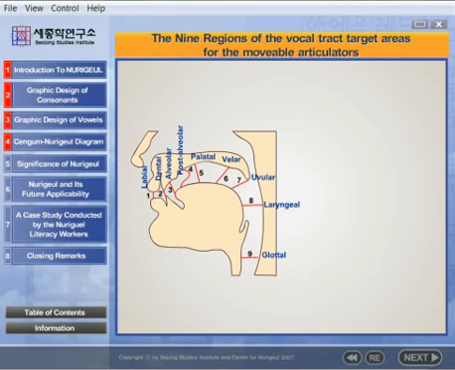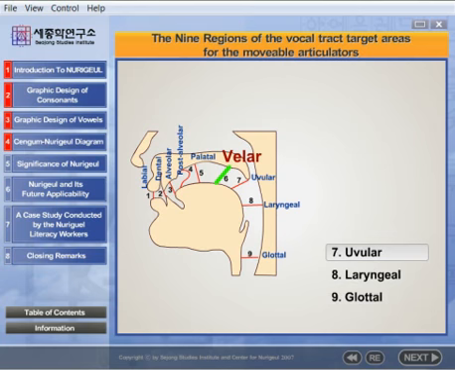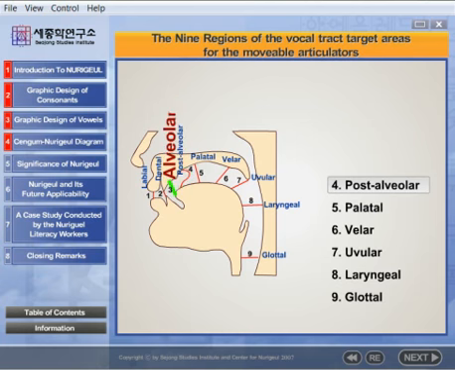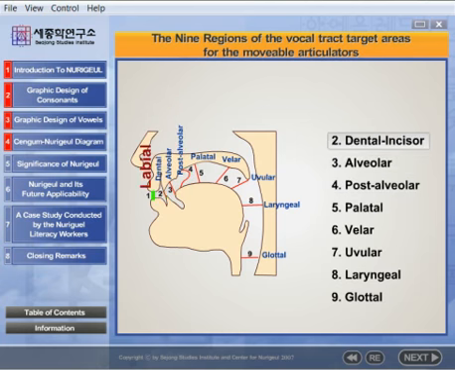Now, let's review the 9 places of articulation in the reversed order, beginning with the throat up to the front lips. They are glottal, laryngeal, uvular, velar, palatal, post-alveolar, alveolar, dental, and labial. The 9 places of articulation and terms must be memorized by heart.